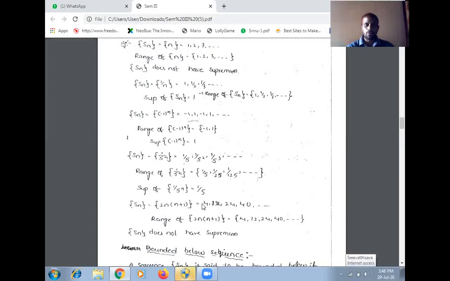2 into 2, 4. Given n equal to 3, we get n equal to 2 plus 1, 3. 3 into 4, 12. 4, 12, 24, 40. It is a sequence, so the range of the sequence is also the same: 4, 12, 24, 40.